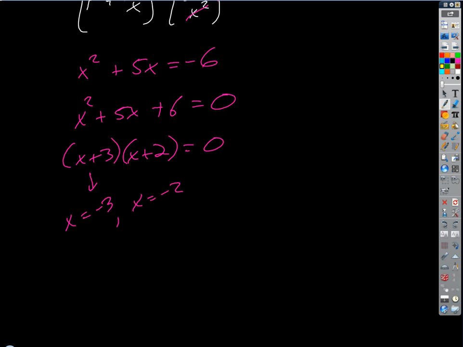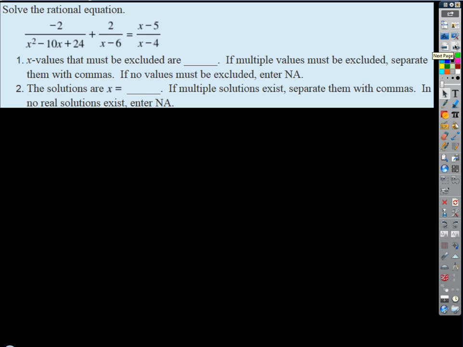Okay, one more. So in Moodle, when it says that, you put in x equals negative 3, x equals 2. Yes, you just put the numbers. You have to put x equals. Right, because here's what it's going to say in Moodle. It's going to say the solutions are what? And it also wants to know excluded values, right?